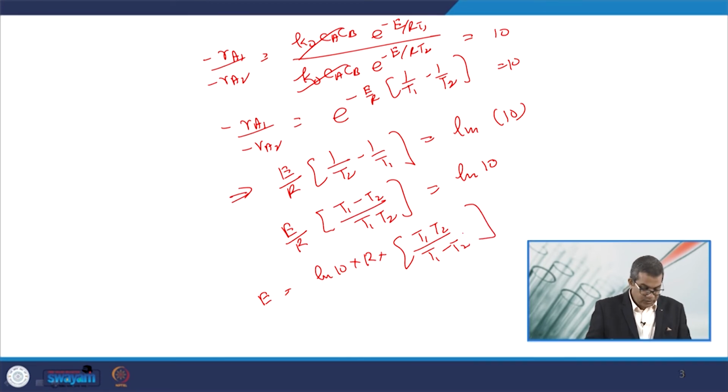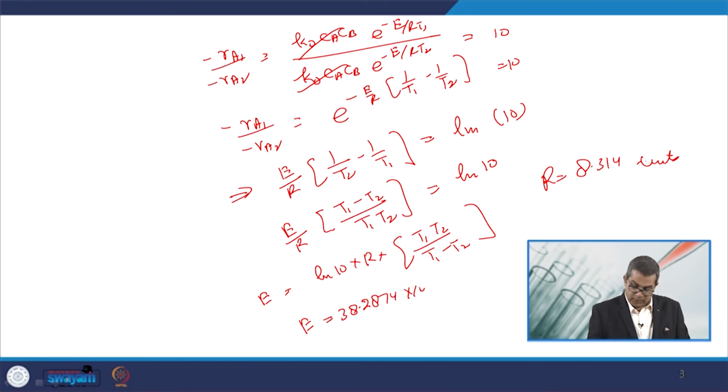Now if we substitute all the values, T1 is 500 and T2 is 400, and ln 10, and if we substitute the value of R as 8.314 with units, then E comes out to be 38.2874 into 10 to the power 3 joule per mole. That is my answer.